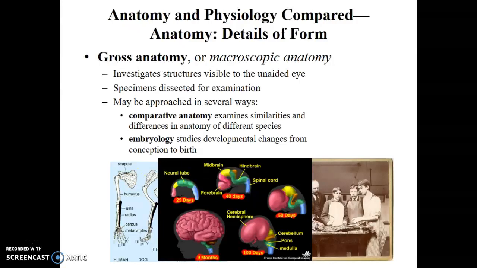Embryology is the study of the development of an organ system or of the organism. So in this case, we're looking at the embryology of the nervous system. So what does the brain and spinal cord look like at 25 days gestation time? You can see the structures and how they are changing until we hit full term.